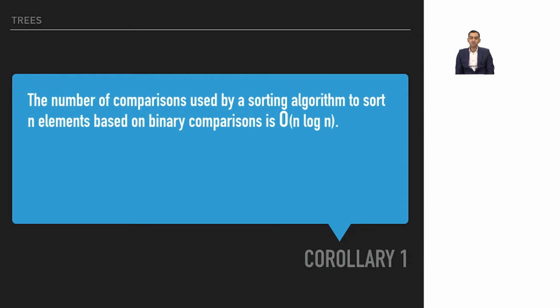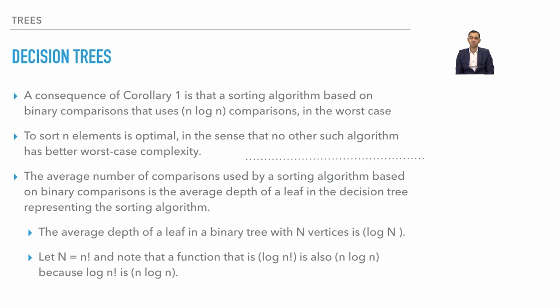A consequence of corollary 1 is that a sorting algorithm based on binary comparison that uses n log n comparisons in the worst case to sort n elements is optimal, in the sense that no other such algorithm has better worst case complexity. Note that by theorem 1 we see that the merge sort algorithm is optimal in this sense.